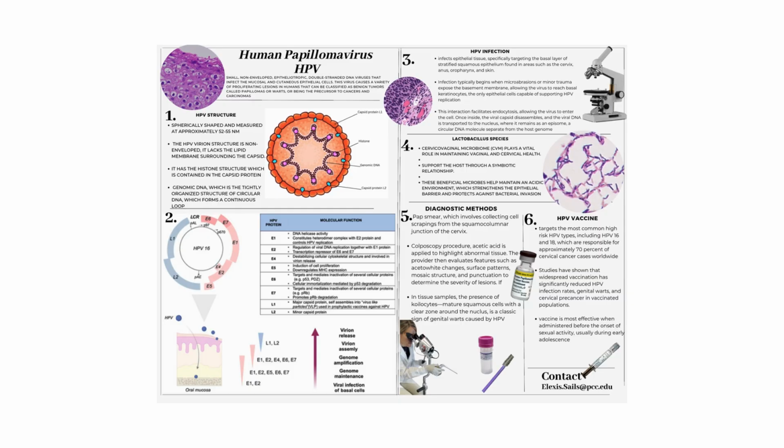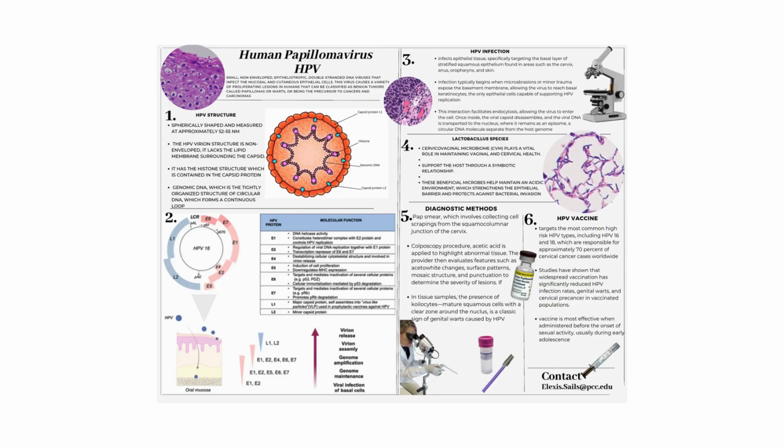Looking at box 3, we're going to be talking about the HPV infection of the epithelial cells. HPV is considered epitheliotropic, which means it primarily infects and replicates within epithelial cells. It specifically targets the basal layer of the stratified squamous epithelium found in areas such as the cervix, anus, oropharynx, and skin. Infections typically begin when microabrasions or minor trauma expose the basement membrane, which allows the virus to reach the basal keratinocytes, the only epithelial cells capable of supporting HPV replication.